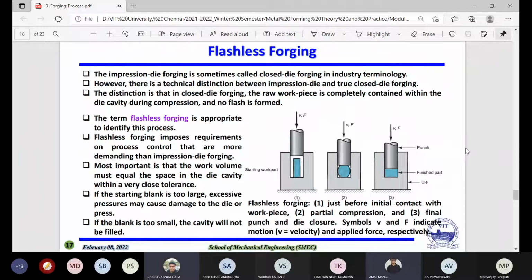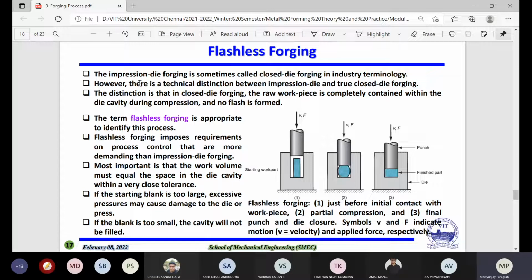In flashless forging, there is no excess material coming out of the die, because we are enclosing the entire work material in all directions. Okay, anyone else want to share? Somebody was telling the same: it is covered in all directions, so there is no way to let the material out.